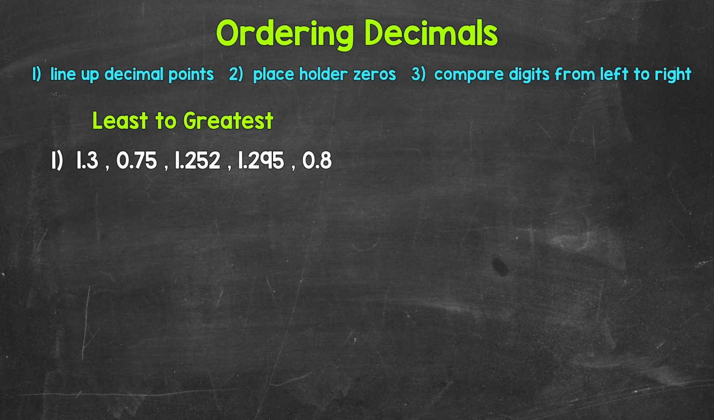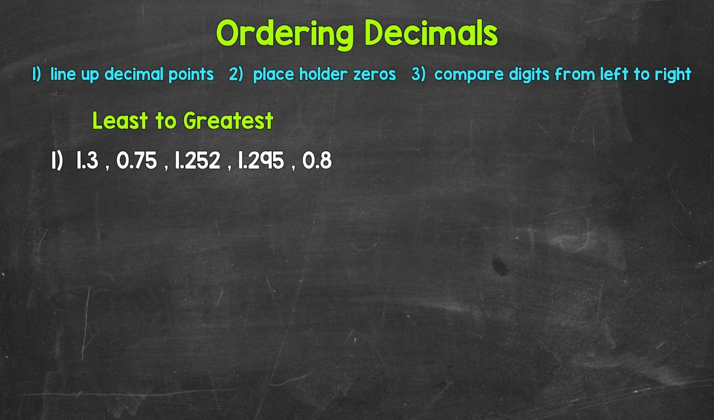Now let's take a look at how to order decimals. And you'll notice this is going to be similar to comparing decimals. We're just going to have more decimals to work with. We'll go through two examples. One where we order from least to greatest, and one where we order from greatest to least. Let's jump into number 1, where we need to order the decimals from least to greatest.